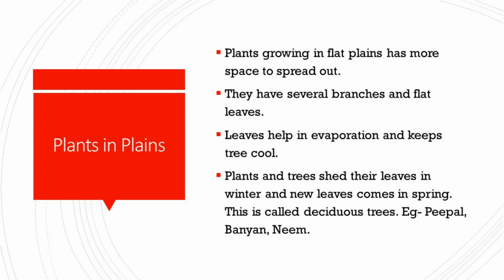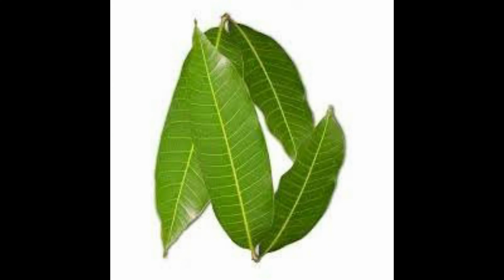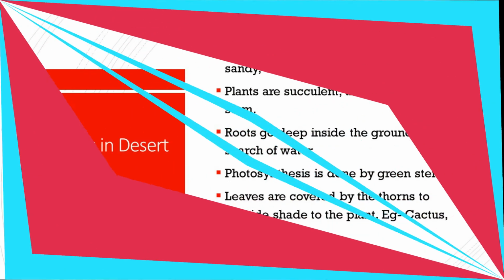But deciduous trees are shedding all the leaves in winter season because they are not able to adapt in winter season. So all leaves fall down, and in spring you can see new leaves coming in the trees in plains. So this type of trees are known as deciduous trees. Examples are peepal, banyan, neem, etc.